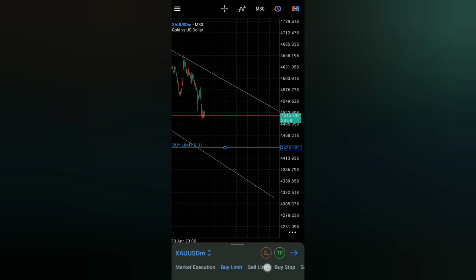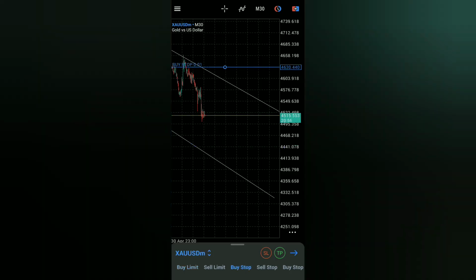But look down here, look there. You also see what they call buy stop. I think buy stop is not different from buy limit. Let's come to buy stop. Look down here. You see buy limit.